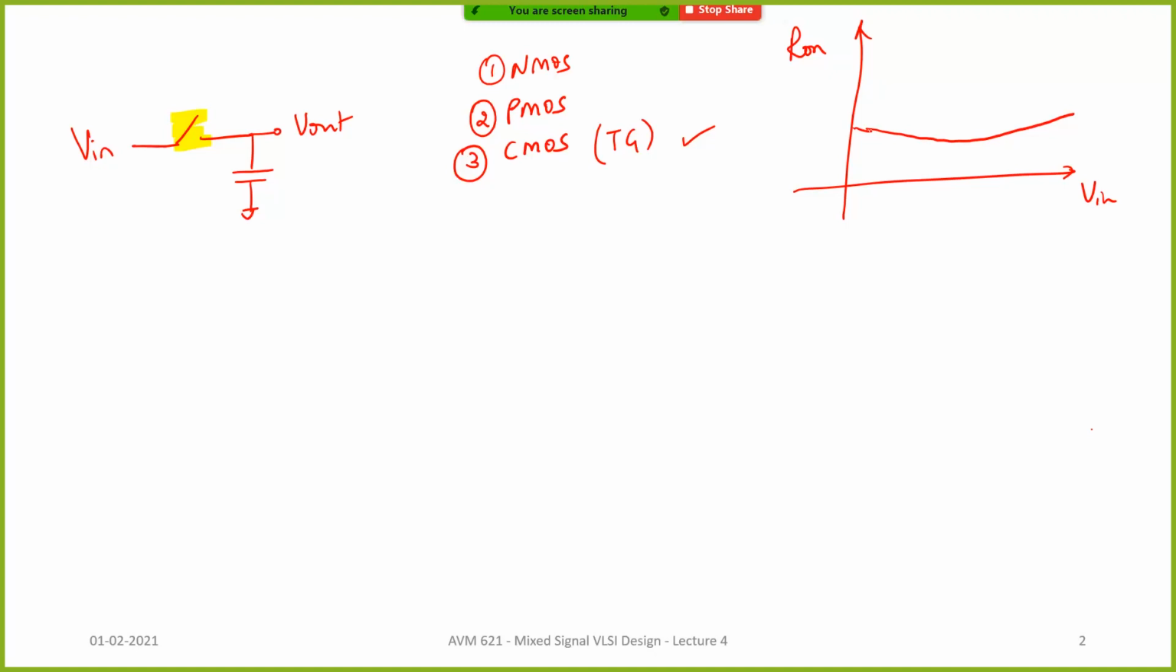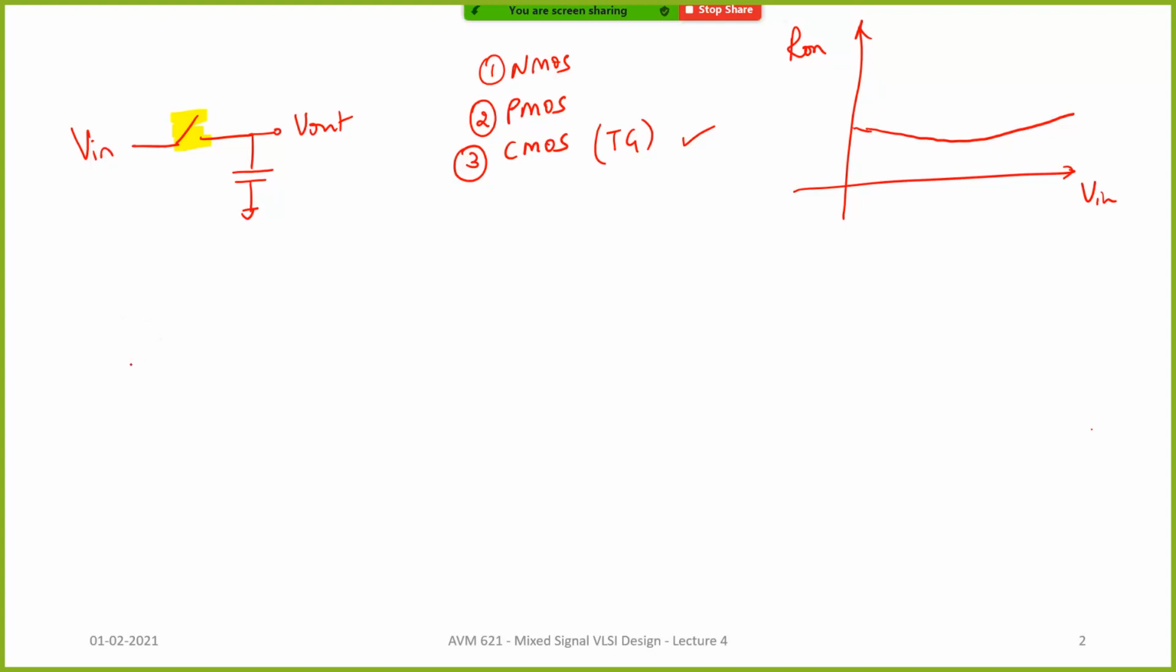Now, why are we really bothered about the behavior of the on resistance? Towards the end of last class, I had mentioned that any parameter which varies as a function of the input amplitude is going to end up being nonlinear. So today we will see why that is the case.